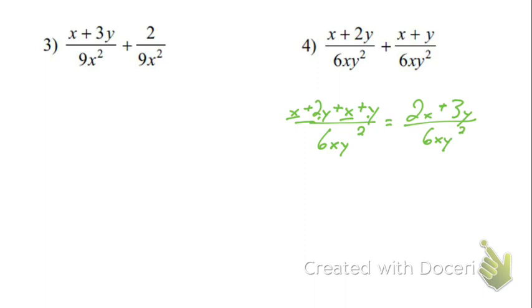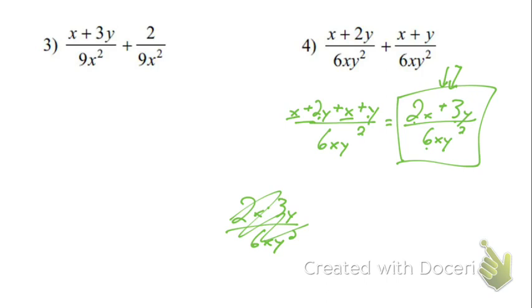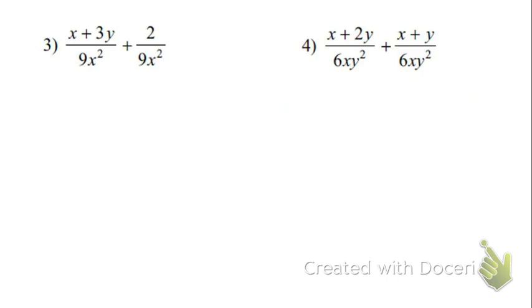Now, yes, 6 is divisible by both 2 and 3, but since these are being added right here, we can't do anything else. All right? If I had 2x times 3y all divided by 6xy squared, that would be a problem we could simplify. But we can't because of this addition symbol right here. So this is all we can do. It's done. I know, hard to believe.